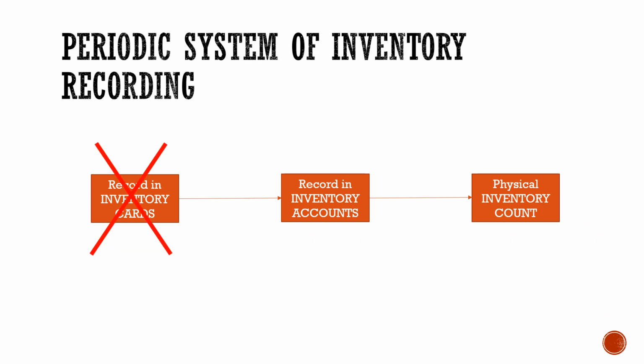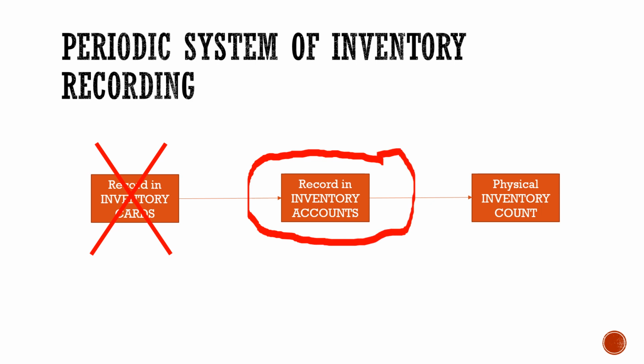With the periodic system of inventory recording, we do not use inventory cards. Instead, all inventory transactions are directly recorded into the accounts. At the end of the period, the business does a physical inventory count to calculate the inventory on hand at the end of the period.